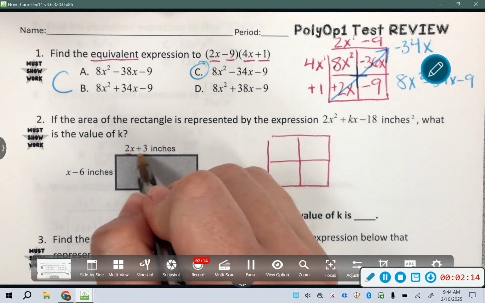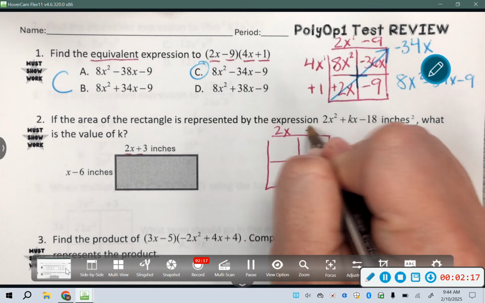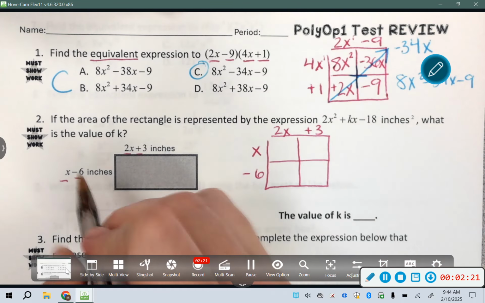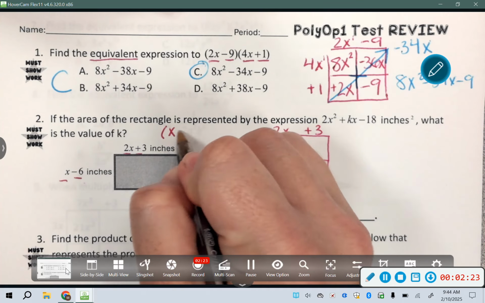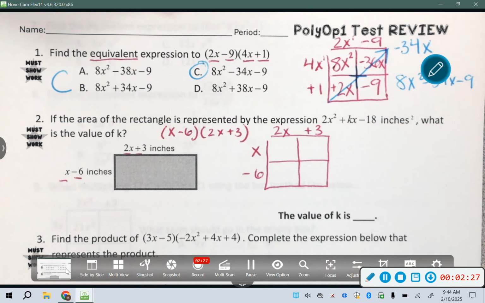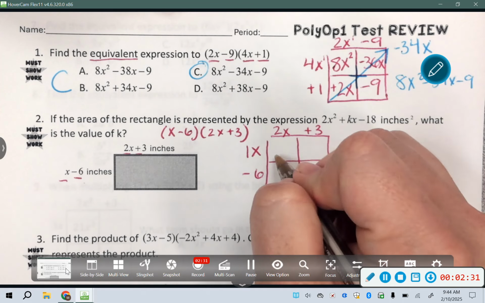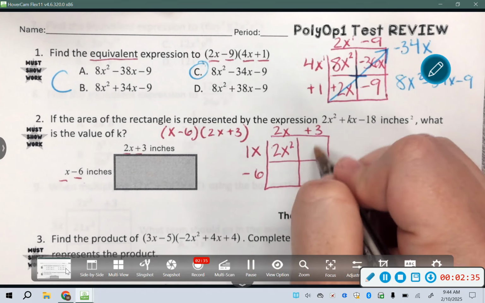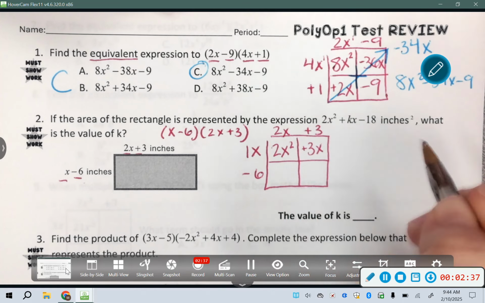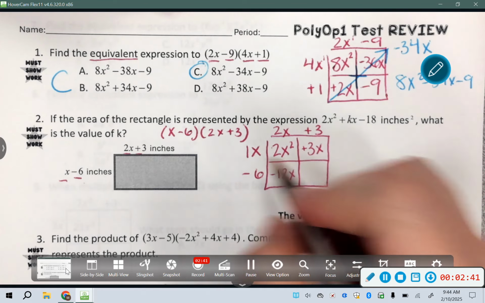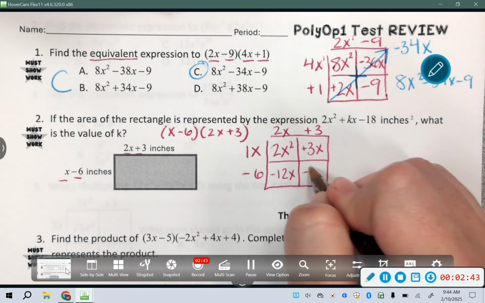So 2 terms, 2x plus 3 times x minus 6, because remember, y'all, area is length times width. So we have to do x minus 6 times 2x plus 3. So if I need to put a number here, you can put a 1. So 1x times 2x is 2x squared. 1x times 3 is 3x. 2x times negative 6 is negative 12x. Negative 6 times 3 is negative 18.